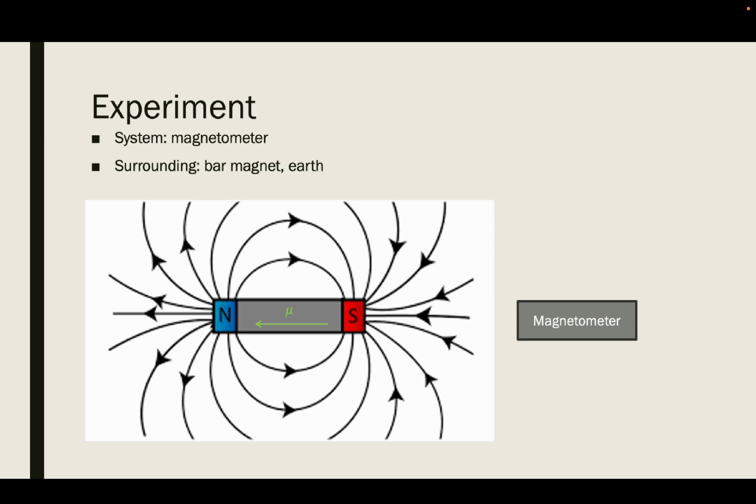The things needed for the measured part of this lab are a bar magnet and the magnetometer on our phone. As mentioned before, the magnetic dipole moment of the bar magnet is from south pole to north pole, and the magnetic field is shown below. The system is the magnetometer, and the surroundings are the bar magnet and the Earth.